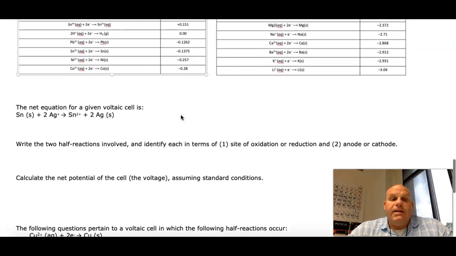Here's our first type of practice problem. So why don't you pause the video and copy this down. All right, in this first type of example, we are given a net equation for a voltaic or galvanic cell. Those terms are interchangeable. We are asked to identify the half reactions, what's being oxidized, reduced, what's the anode and the cathode, and ultimately to calculate the cell potential.